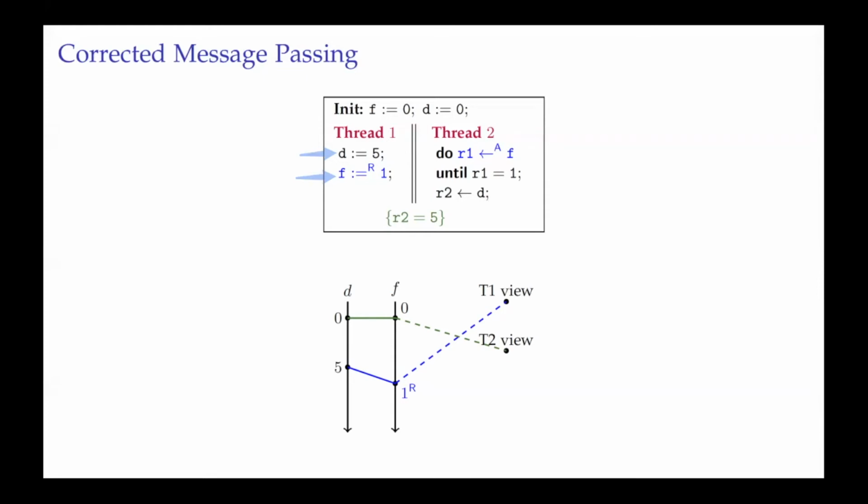The difference this time is that the write is tagged with a release annotation, which means that if an acquiring read is performed from that write, the view of the reading thread must be updated to at least the view that includes the value 5 for variable D.